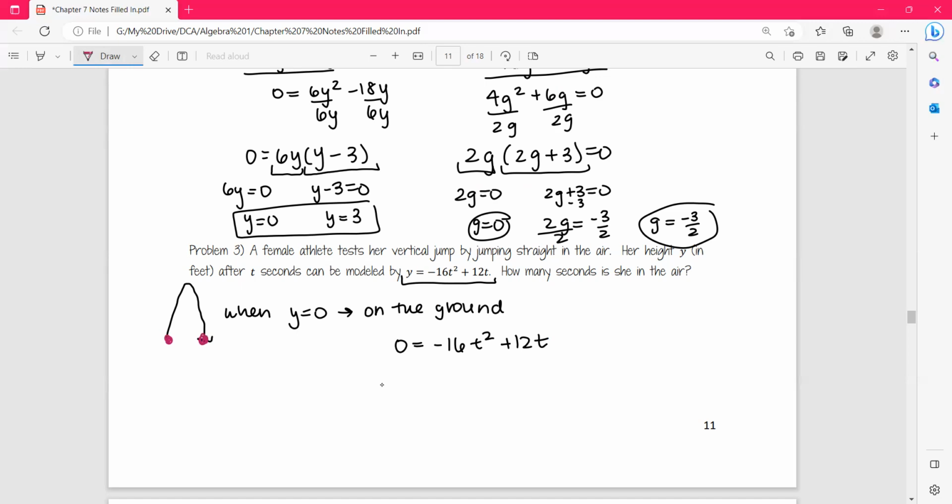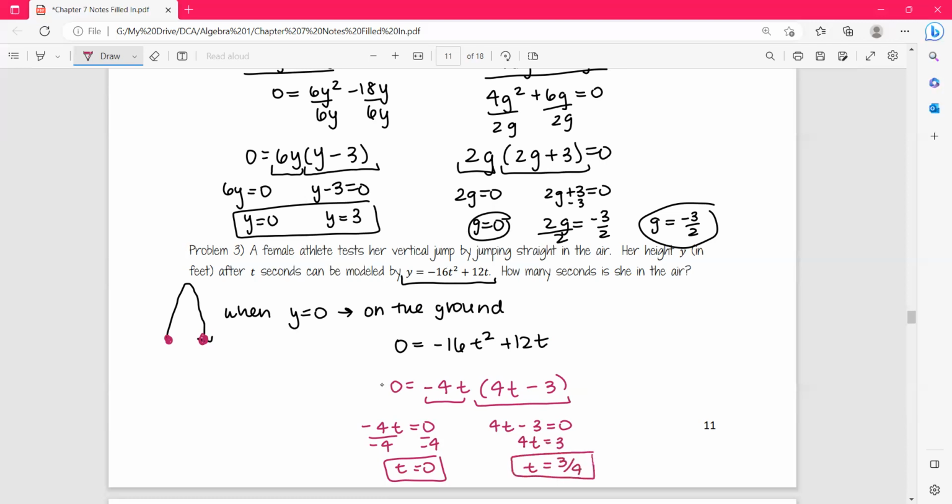So I'm going to solve this by taking out the GCF. 16 and 12, I can take out a 4, a -4, and they both have a t in common. And so when I take that out, I'll be left with 4t minus 3. I've got factors that are being multiplied together. I'll do the zero product property. Solve each of these for t. I'm going to divide by -4. T equals 0 is one of my answers. Add the 3 over. Divide by 4, 3/4 is my other answer.